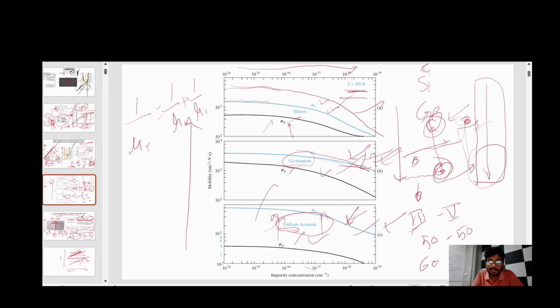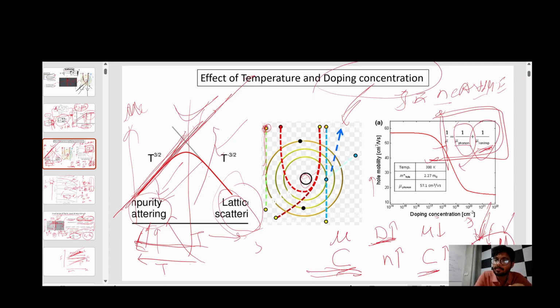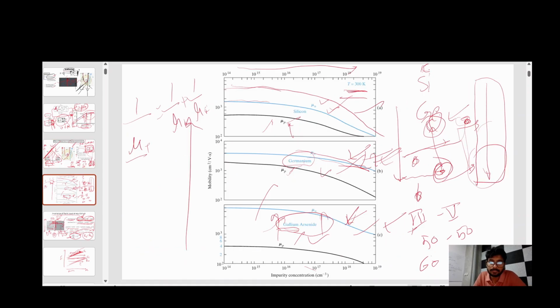What you need to know is that mu total is 1 by mu lattice scattering and ionic scattering, that is given here. You need to know that. And this graph is important: the effect of temperature on the mobility, and the effect of doping concentration on mobility. This is also important.